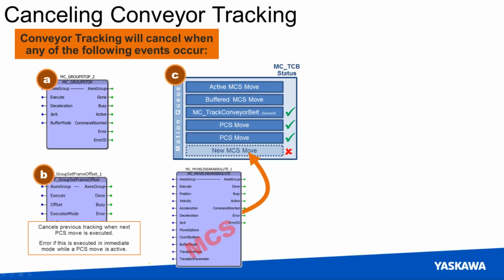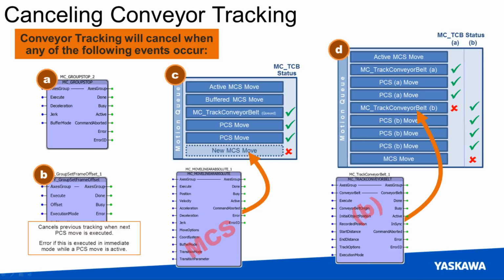You'll notice that the MCS moves that I called before conveyor tracking was active did not cancel the pending track conveyor belt. And the last way that you can cancel conveyor tracking, sort of, is to start a relationship over.